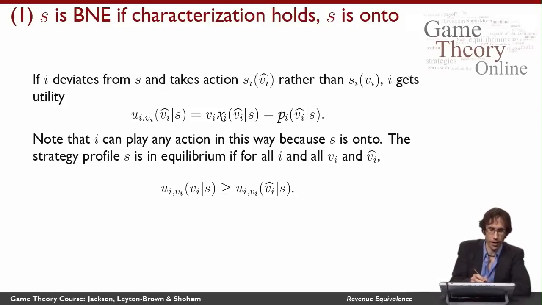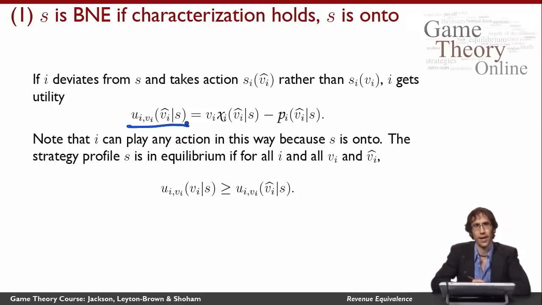Well, we can write an expression here. First of all, I'm going to introduce some notation. I'm going to use U sub I comma VI to mean the utility of an agent I whose real type is VI when he reports the type V hat I, and when everyone, including him, then follows the strategy profile S. And what I mean by him following the strategy profile S is that he lies to himself. He applies the strategy profile S to his incorrect type V hat I. So this is the ex interim expected utility of agent I for misreporting his type in the strategy profile.